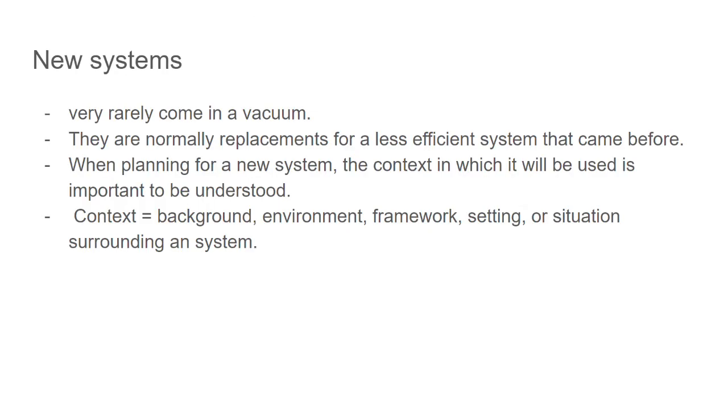New systems are very rarely made in a vacuum. That means there is already going to be a system there, and you're just going to replace it because the previous system is less efficient, and you have some upgrades which you want to do. When planning a new system, the context in which it is used is very important. By context, I mean the background, the environment, the framework, the setting, the situation. Basically, anything which the system will interact with, or anybody who will interact with the system, should be considered when you're making a new system.